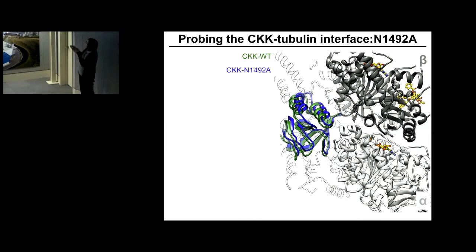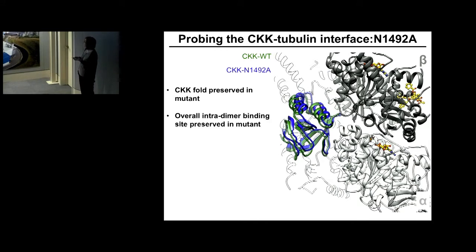So the wild type is shown in green here and the mutant is shown here. This residue is exactly at this interface here and will be directed towards the tubulin in its binding site. So it's not completely trivial to actually interpret that result, in fact. But what we could certainly conclude is that this mutant is not having an effect on the fold of the CKK domain, and in fact, overall, the binding site is preserved in the context of the mutant.